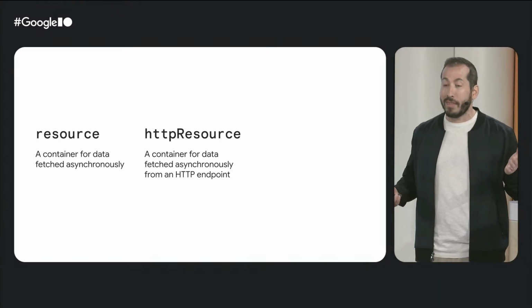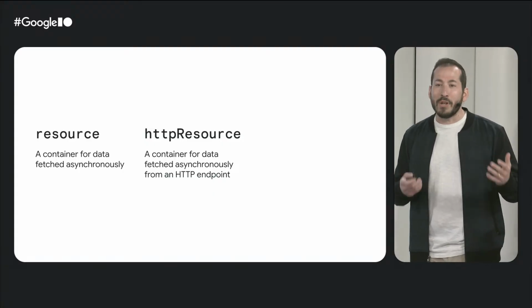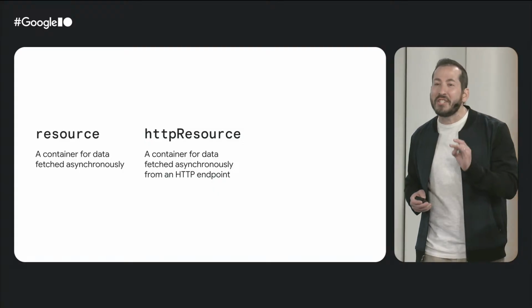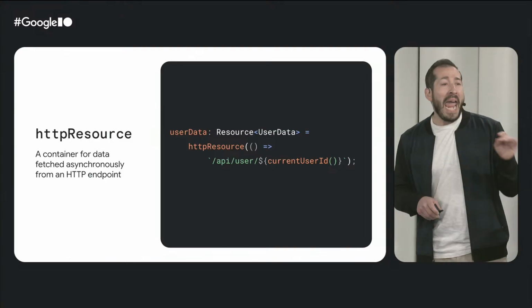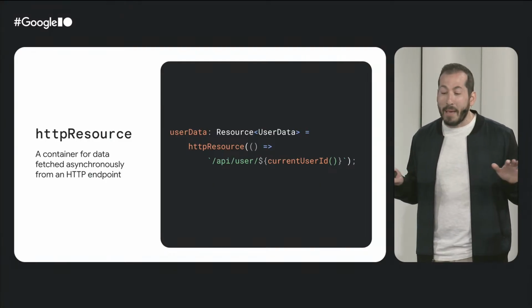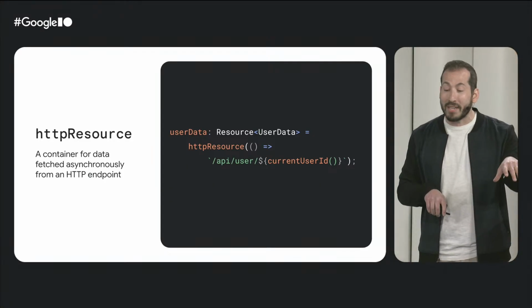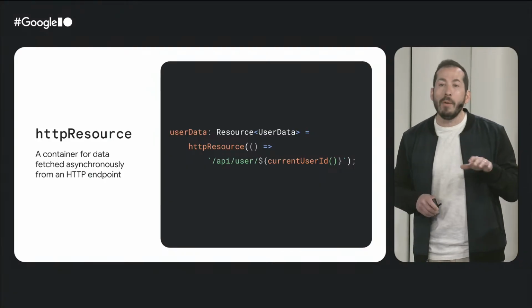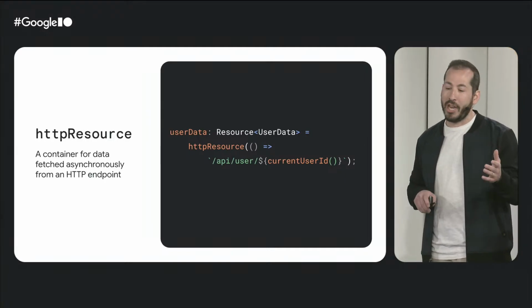And resource is such an integral piece of the puzzle that we released several experimental variations to streamline developer workflows, starting with HTTP resource, which basically serves the same purpose as a resource, but it's designed specifically for fetching data from HTTP endpoints. And this method signature is pretty slick. With HTTP resource, you don't need to define params or a loader function. Instead, you effectively embed your params directly into the request. So in this example, we'll make a request to the API user endpoint anytime our current user ID signal changes.